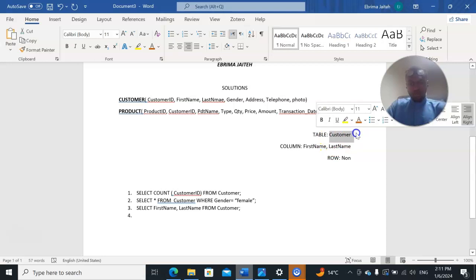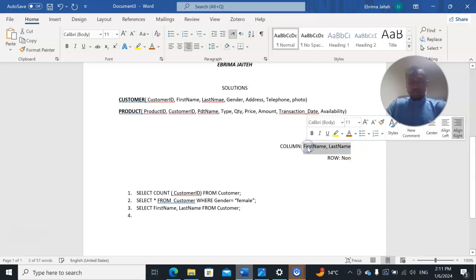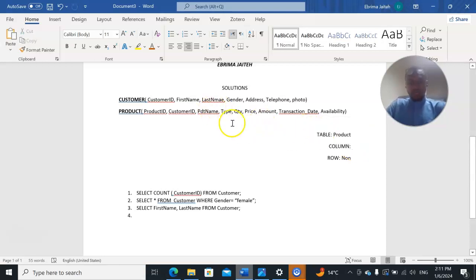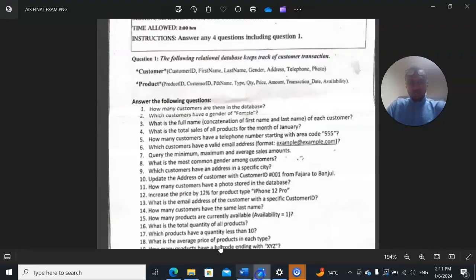So we know that we are dealing with which table? Product table, isn't it? So we're going to write here product. Now the column that we need here is what? It's going to be what? What is the total sales of all product?